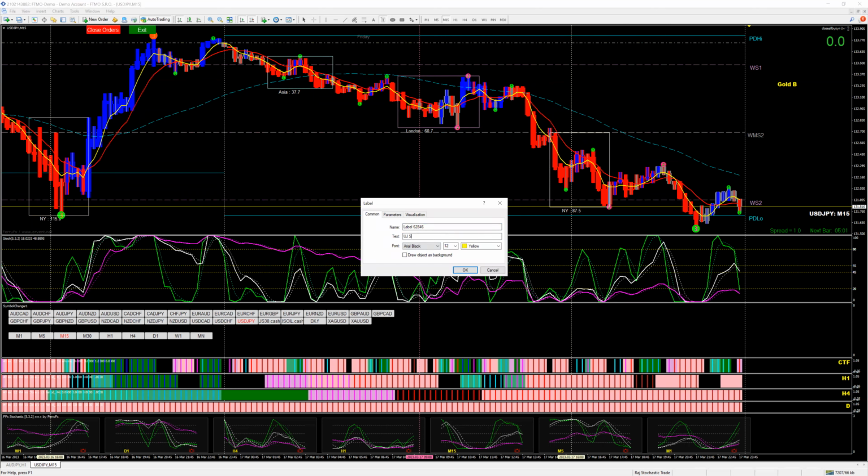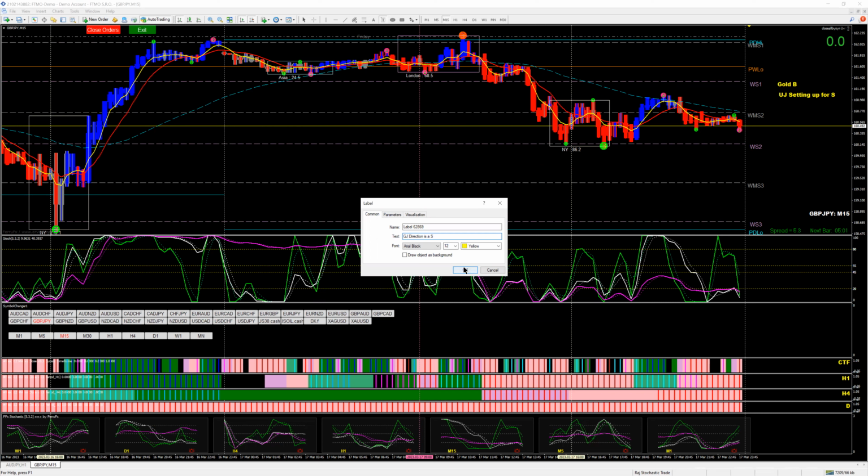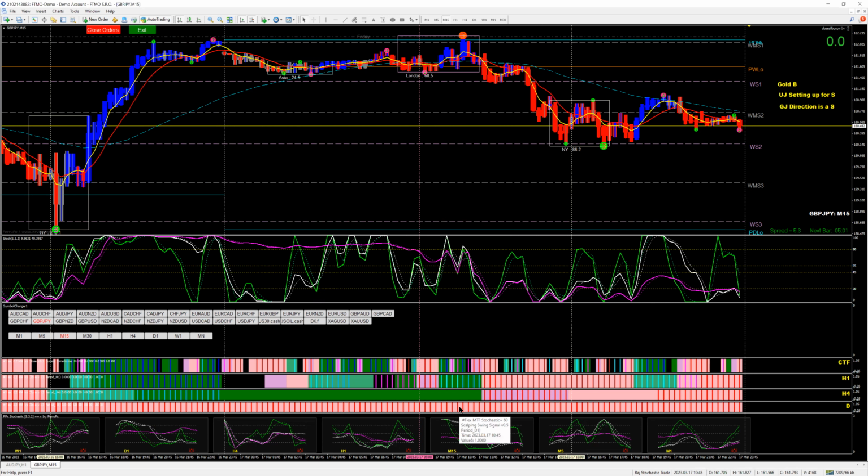Okay, next one I will look at is the pound yen. Again, the pound yen, the direction is a sell. GJ direction is a sell. So my direction is being taken from the daily time frame. When the 4-hour confirms the direction, like here, I have a trade set up.